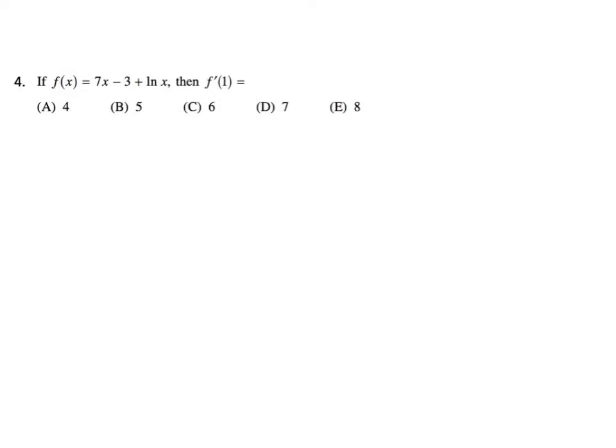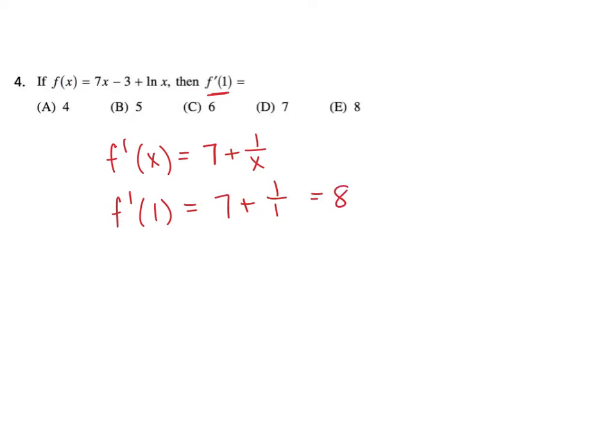Okay, the next problem here, we've got to evaluate the value of f prime at 1. So first let's find f prime of x, and that's going to be 7 plus 1 over x. The derivative of natural log of x is 1 over x. And then f prime at 1 is going to be 7 plus 1 over 1, which is 8.